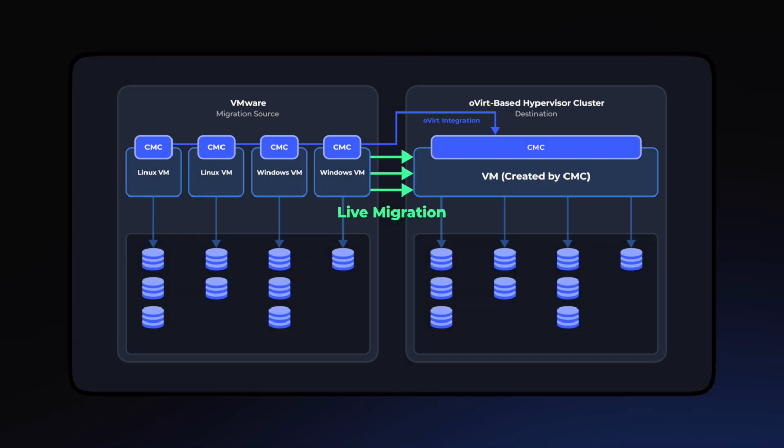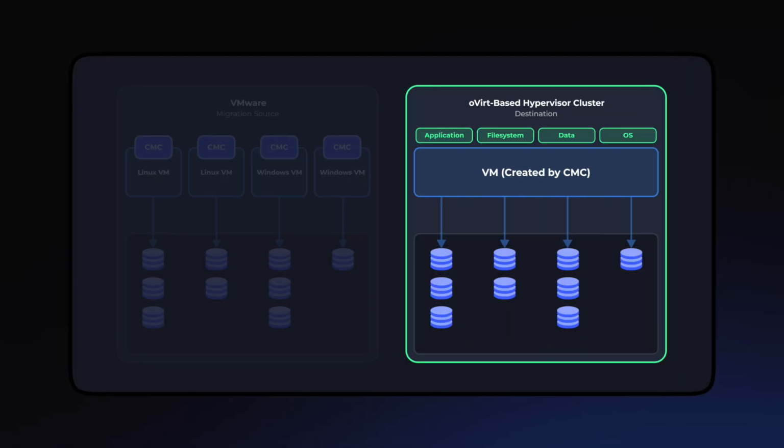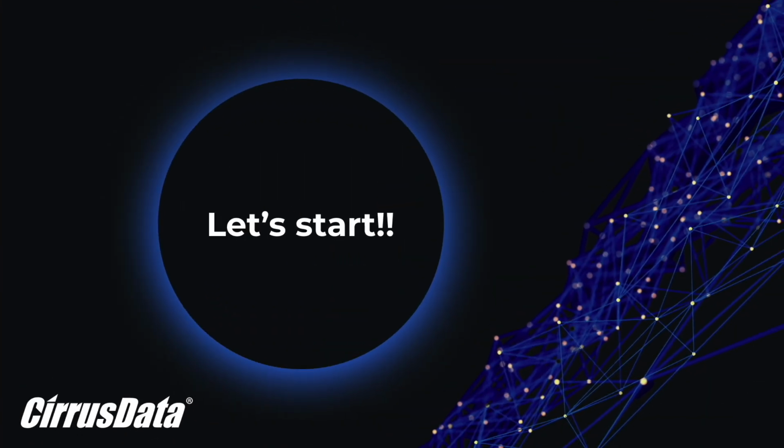When you are ready to cut over, since CMC has already kept your data synchronized in OLVM, all we need is to shut down the source and power up the VM on your new hypervisor. Let's see this in action.